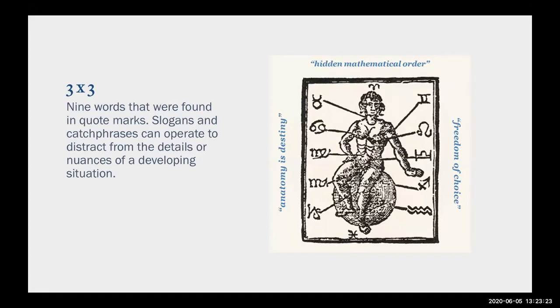Three by 3. These were 3 texts, slogans that happened when I was working and finding the textual material. These happened to be in inverted commas, in quote marks already. There are 3-word phrases that were in quote marks, and they seem to resonate with the fact that we were getting and hearing and seeing lots of slogans, lots of ambiguous and sometimes contradictory and sometimes conflicted slogans. And they ended up resonating in some way for that reason. Anatomy is destiny, hidden mathematical order, freedom of choice.